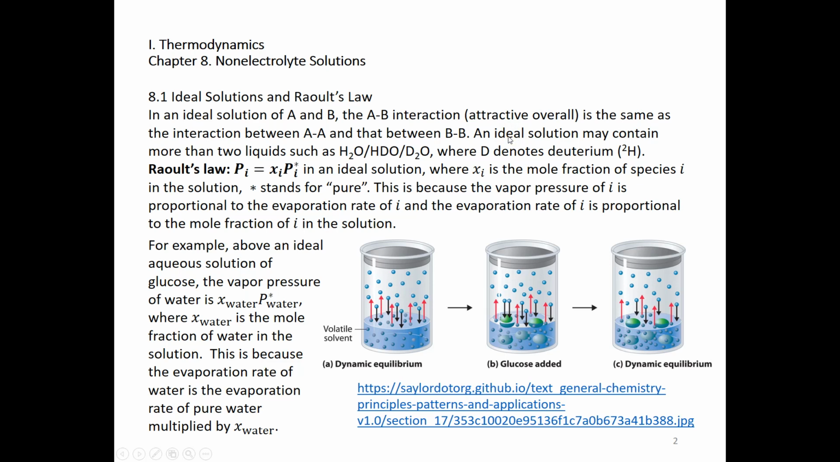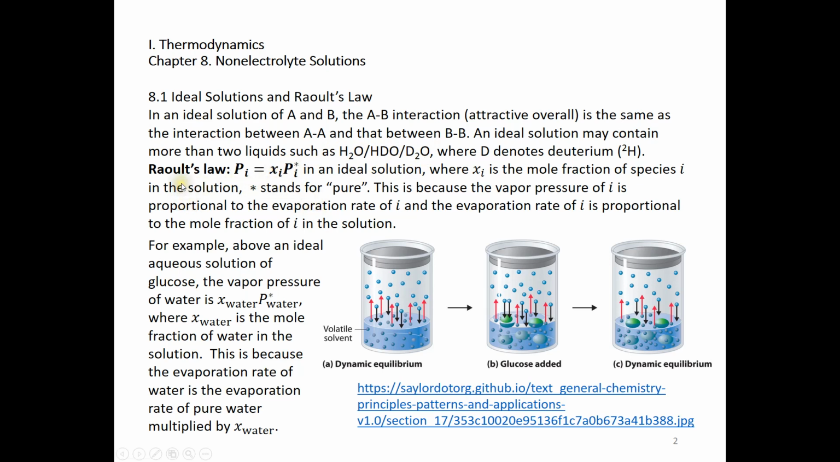An ideal solution may contain more than two liquids. For example, we can have an ideal solution of three components: H2O, HDO, and D2O, where D denotes deuterium, because these three are isotopic water molecules. They have very similar chemical and physical properties, so a mixture of these three components behaves virtually ideally.